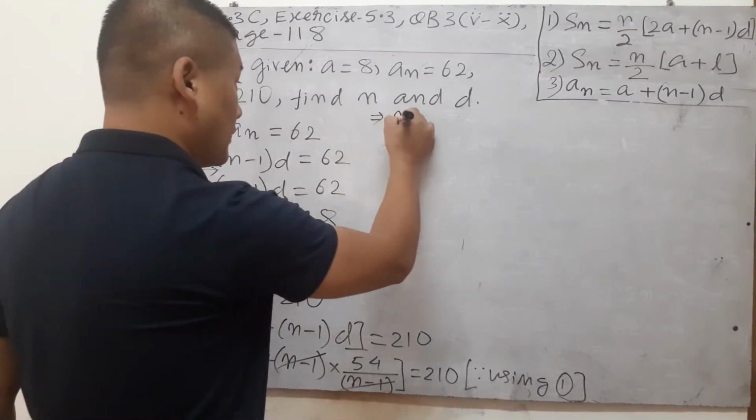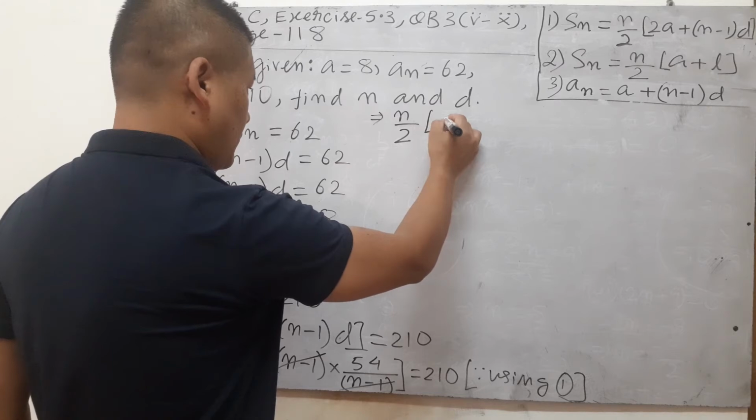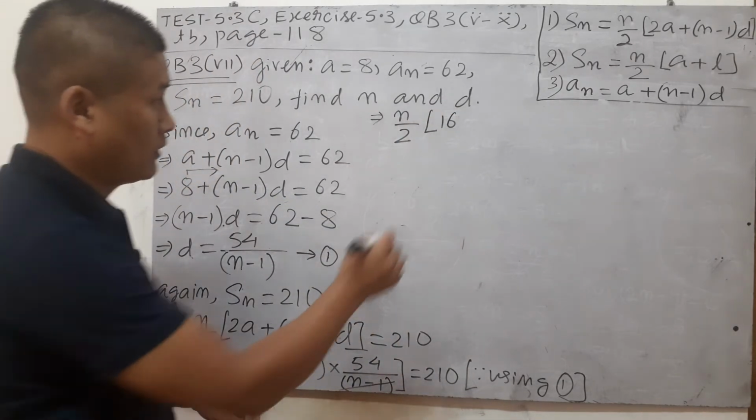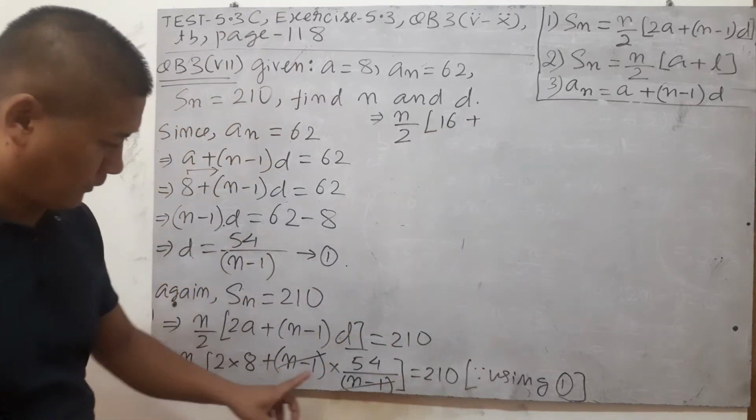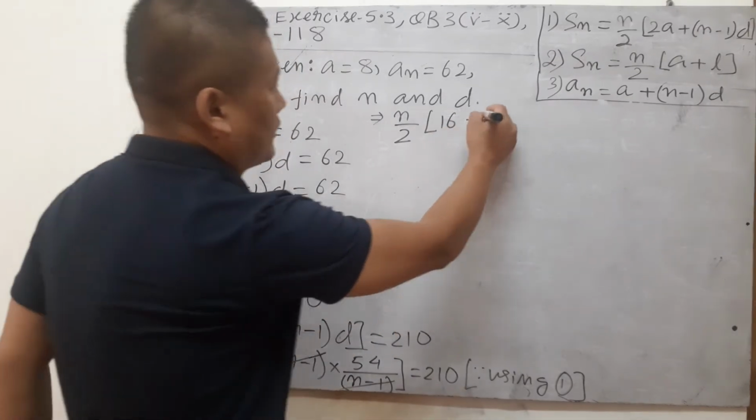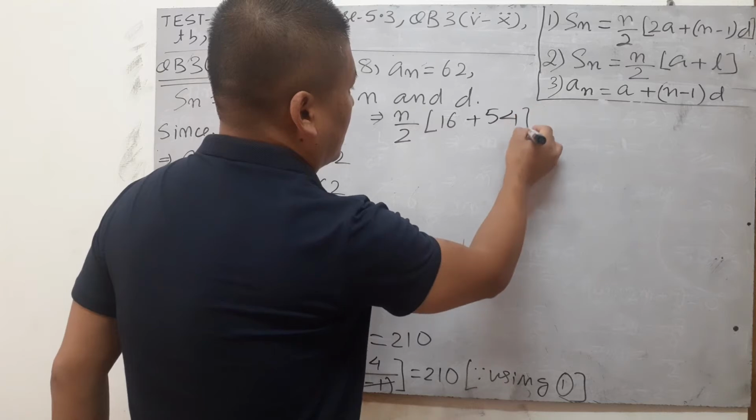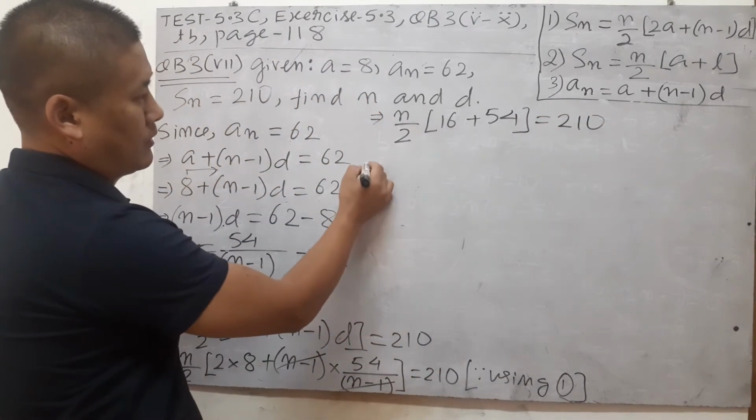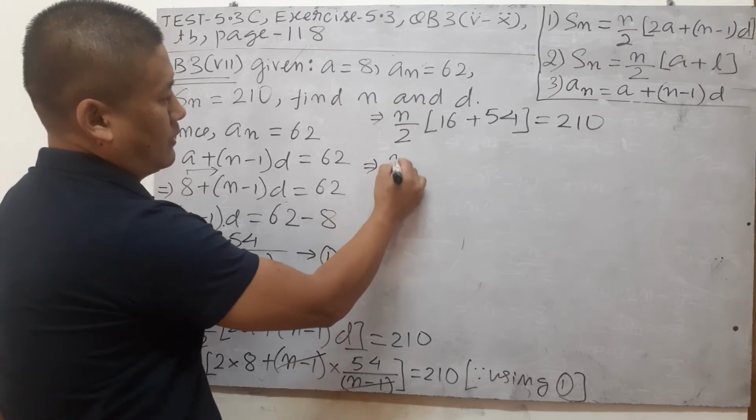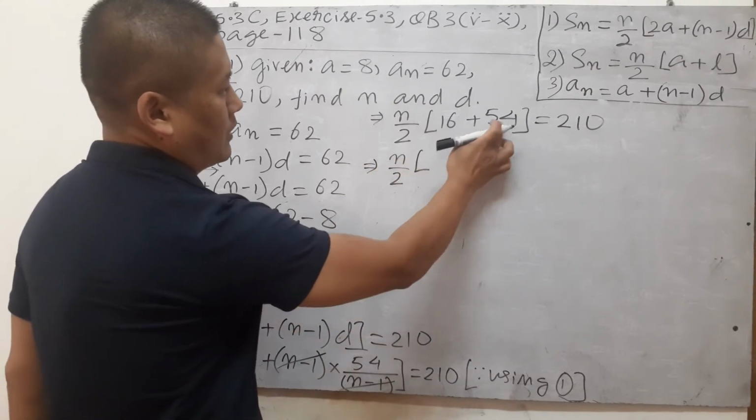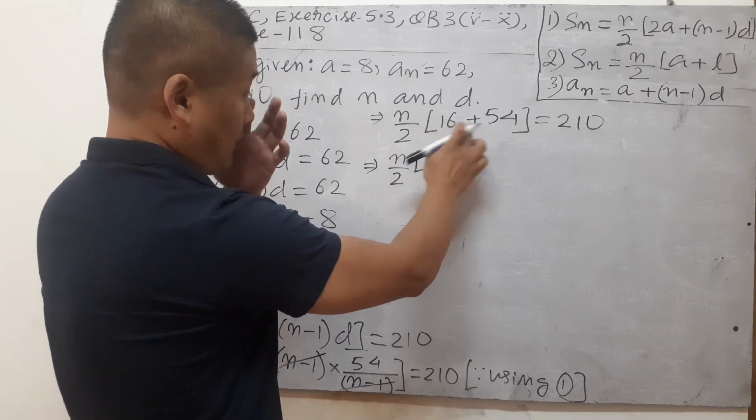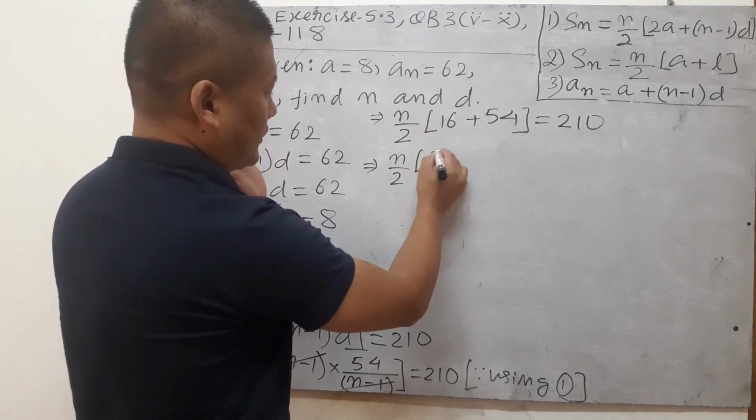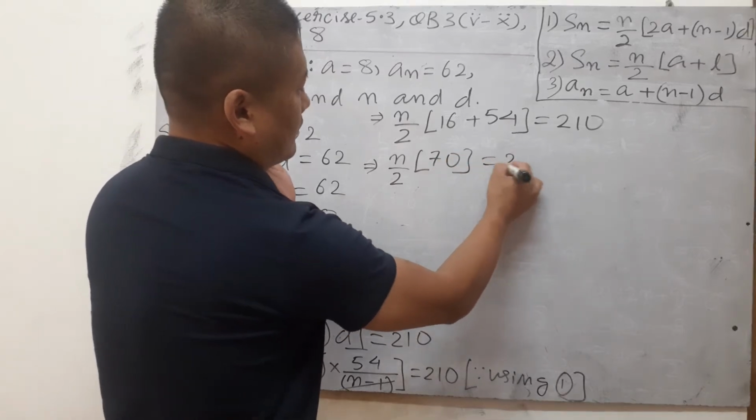Then we're going to get n by 2 into 2 8s are 16, then plus here only 54 left, so write your 54, close the bracket, is equal to 210 on the right side. So this is n by 2 into 70, since 16 plus 54 is 70, is equal to 210.